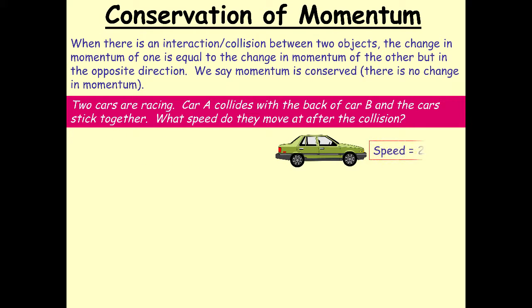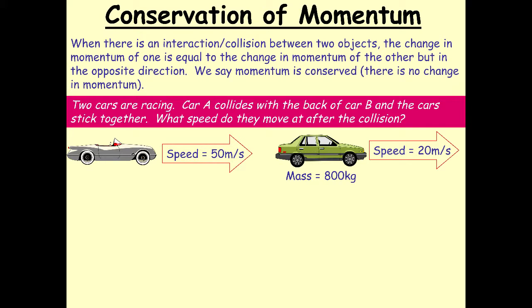One car is going at 20 meters a second to the right, and has a mass of 800 kilograms. Here's a second car, a slightly sportier version, therefore it's going faster. This is going at a speed of 50 meters a second. It's got a mass of 1,000 kilograms. Now you've got everything you need to calculate the momentum.